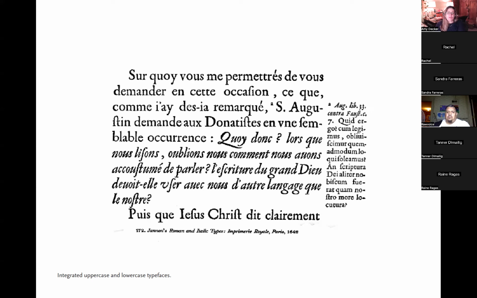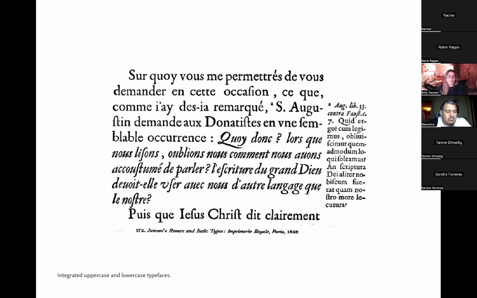How many of you have heard the term ligature? Has anyone heard that term before? Rachel? Okay, good. Rain? Awesome. Do either of you know what that means? What it means, ligature?